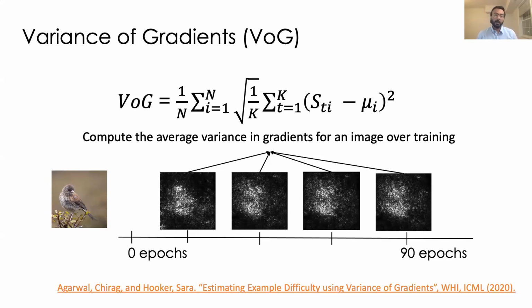Using these gradients, we come up with this VOG scalar score. In the given equation, S_t^i represents the gradients of the particular image at the given checkpoint t. Mu_i is the mean gradient over the given number of checkpoints. Here, K determines the number of checkpoints across which we calculate the gradients, and N determines the number of pixels in the whole image. So in a way, we can interpret the VOG as a score across each pixel of the image, and then we take the mean across all pixels to get just one scalar score for a given input image.